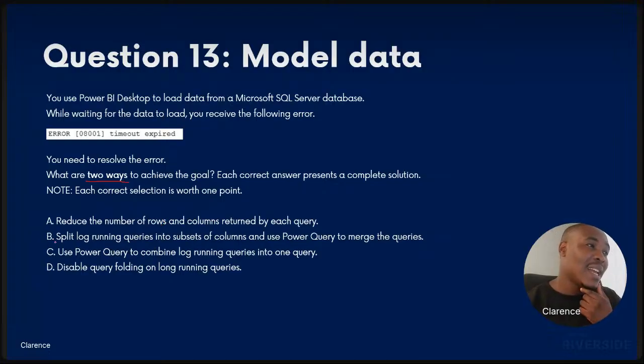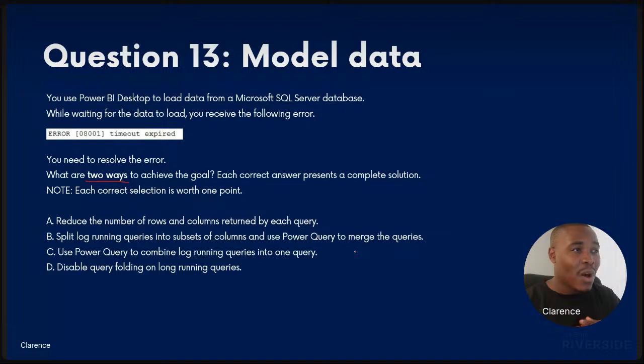The second one says split long running queries into subsets of columns and use Power Query to merge the queries. This sounds like we're making the query less complex. It doesn't make much sense, but it sounds like we are making the query less complex, so maybe let's keep it there for now.